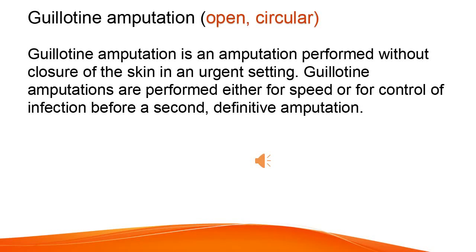Guillotine amputation, open, circular. Guillotine amputation is an amputation performed without closure of the skin in an urgent setting. Guillotine amputations are performed either for speed or for control of infection before a second, definitive amputation.